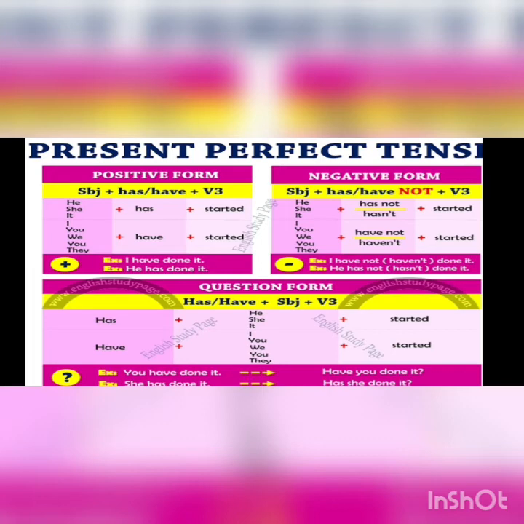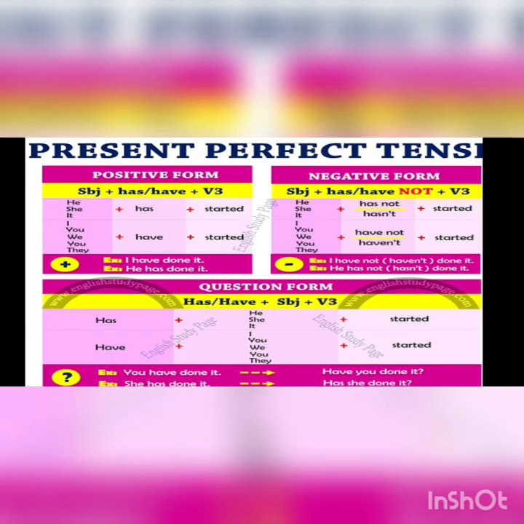They have not started their work. So there is a subject. We have used have because the subject is plural. Not is there because it is a negative statement. They have not started their work. Example, I have not done it. He has not done it. Okay, my kids, this is the negative form.